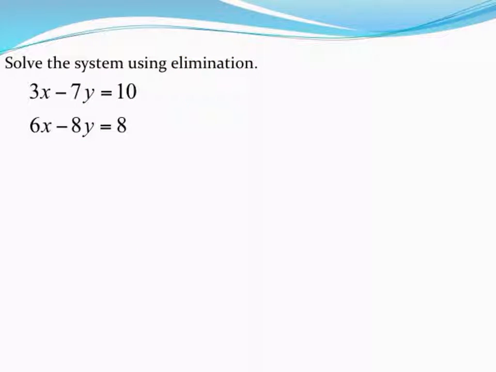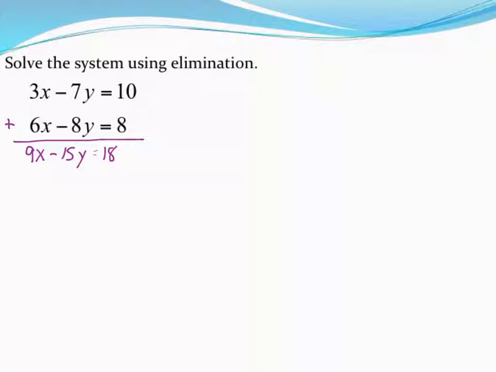Let's take a look at what happens, though, in a case that's not so easy to solve with elimination, or at least not that easy. So let me start the same way I did last time. I'm going to add the two equations together, and when I add this up, I get 9x minus 15y equals 18.